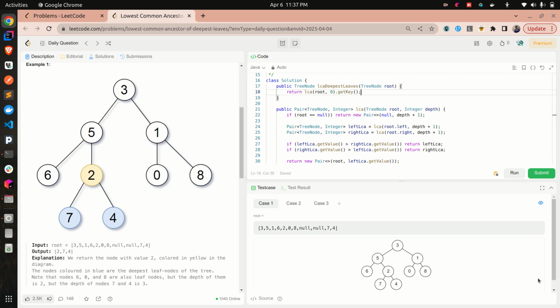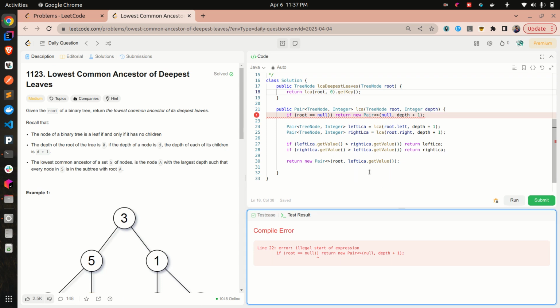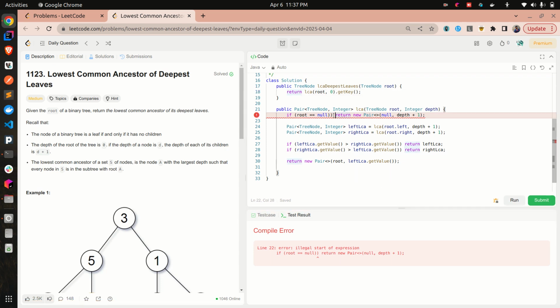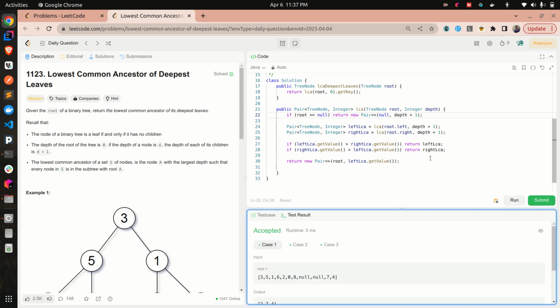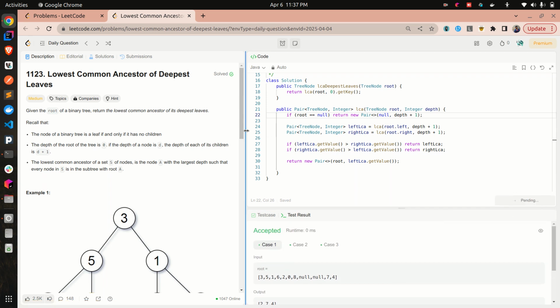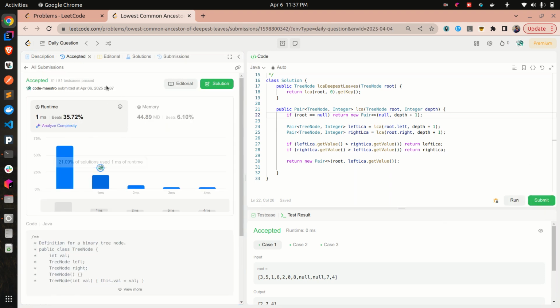Let's try to run the solution. Some typo. I've just kept an extra parenthesis. Yeah, basic test cases were passed. Let's also try to submit the solution. Yeah, all the test cases also pass.